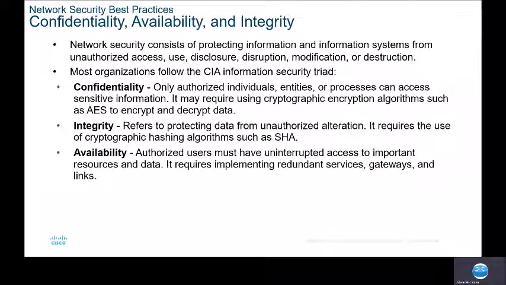With confidentiality, only authorized individuals, entities, or processes can access sensitive information. It may require using cryptographic encryption algorithms such as AES to encrypt and decrypt data. Integrity refers to protecting data from unauthorized alteration, and requires the use of cryptographic hashing algorithms such as SHA. And availability, of course, means authorized users must have uninterrupted access to important resources and data. It requires implementing redundant services, gateways, and links.